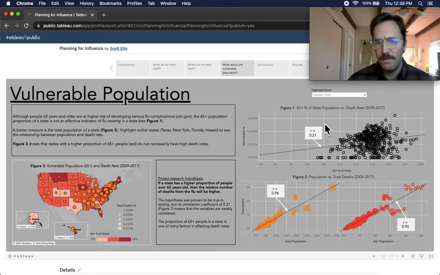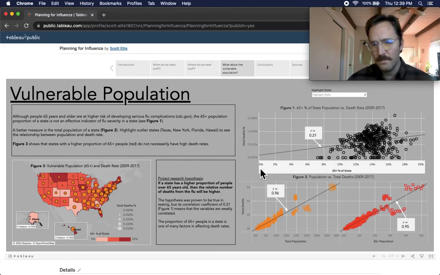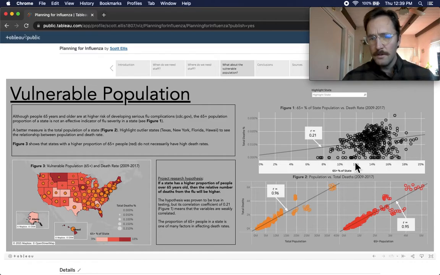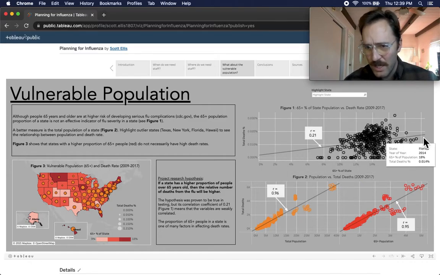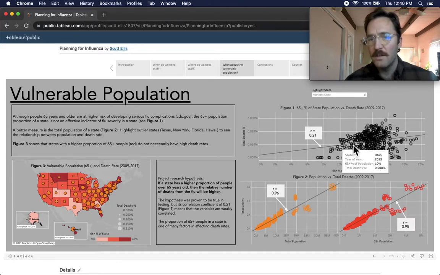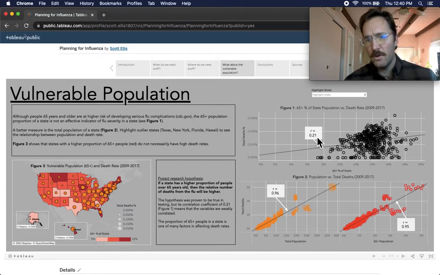We can see that in Figure 1, this chart up here. It's plotting the 65-plus proportion of the state against the death rate of that state. And this line is the trend line. If these variables were highly correlated, all these data points would be aligned closely around the trend line. In this case, it's not true. The correlation coefficient is 0.21 out of a maximum of 1, so that means it is a weak correlation.